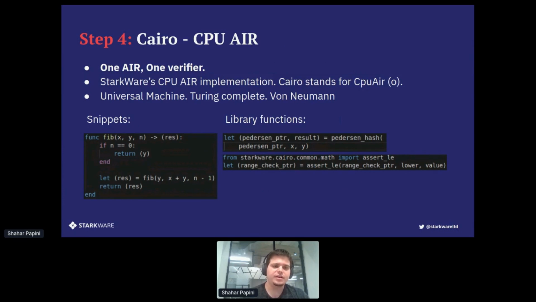These are a few snippets of the Cairo language, which ultimately compiles to the Cairo instructions that our AIR can verify. These are examples of library functions. It's a developing language. We are expanding it all the time. Our new version of StarkEx is written with Cairo, and all the new projects are written using it.